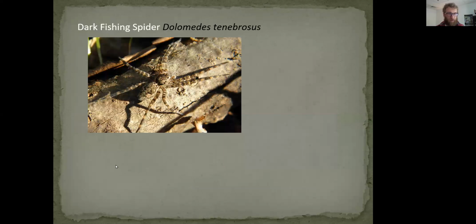Now, the dark fishing spider. A lot of people don't like these because if you've ever been walking along a stream or something and said, "Oh my gosh, it's a giant spider on that tree," it's probably one of these or one of their close relatives. They can get quite large, 4 or so inches across. They don't want anything to do with you, of course, but it can be surprising.